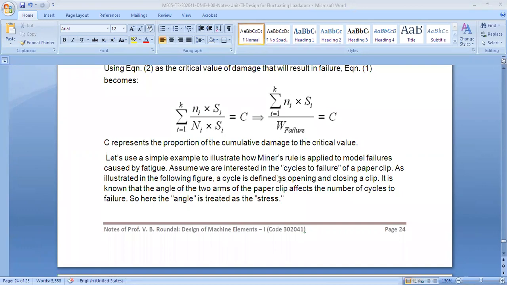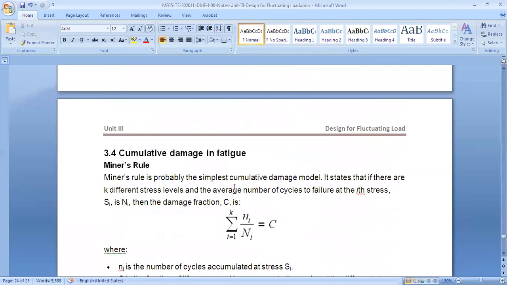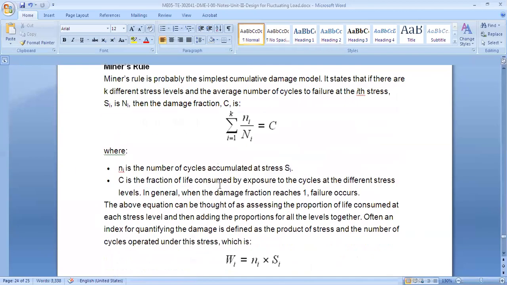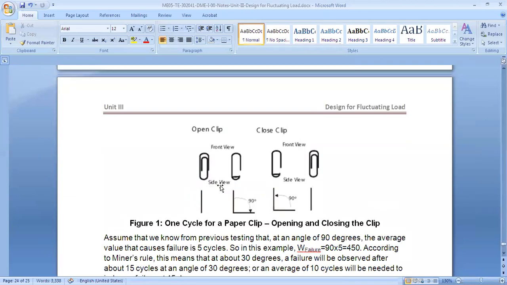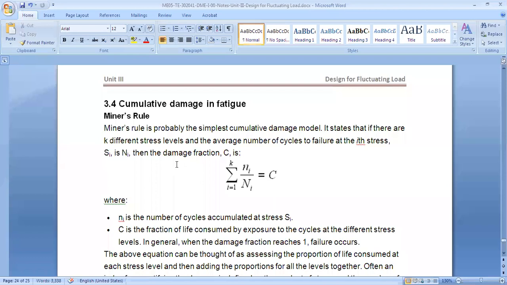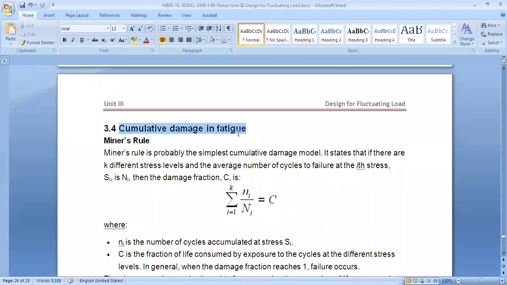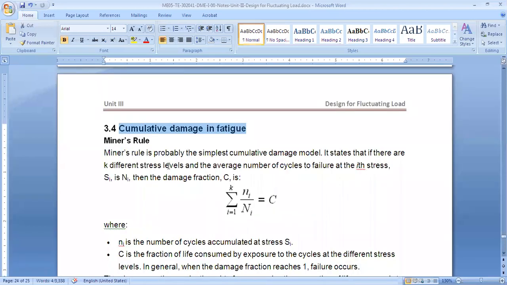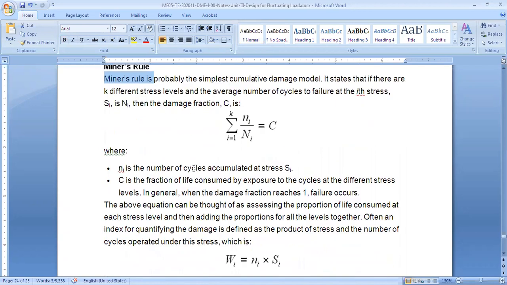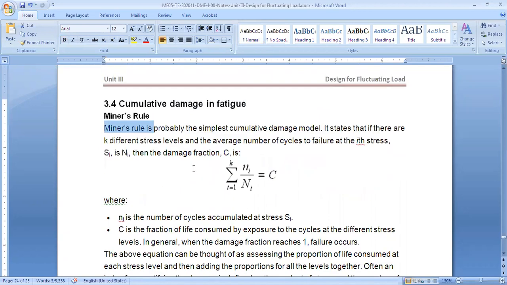But anyway, I'm hoping that you are following what I'm saying, and so with this we will proceed to the last topic of this unit, that is cumulative damage. Cumulative means damage all together, in all. If we cumulate all the damage, how can we calculate it? There is something called Miner's rule. It's one of the simplest rules for calculation of the cumulative damage.